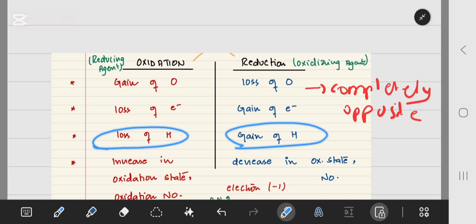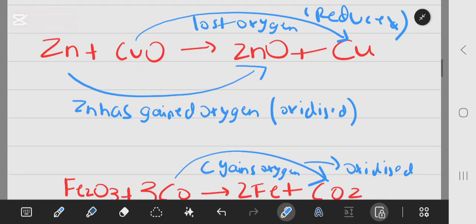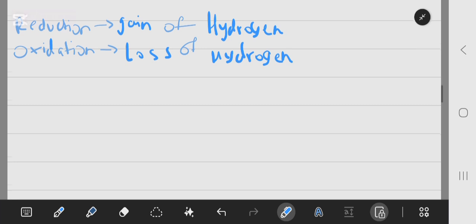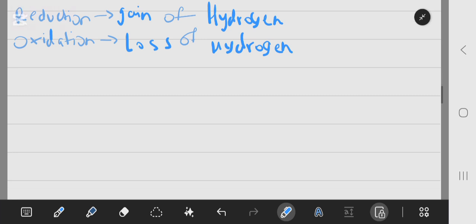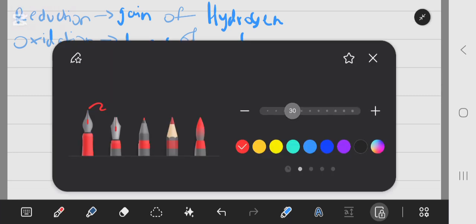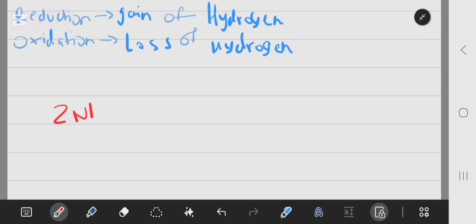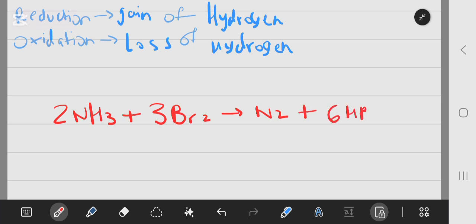So in oxidation, the element loses hydrogen, and in reduction the element gains hydrogen. So let's implement that over here. I have a reaction over here as well. So let's start with 2NH3 plus 3Br2, which gives us nitrogen plus 6HBr. Like I've said, you do not need to worry about the balancing.